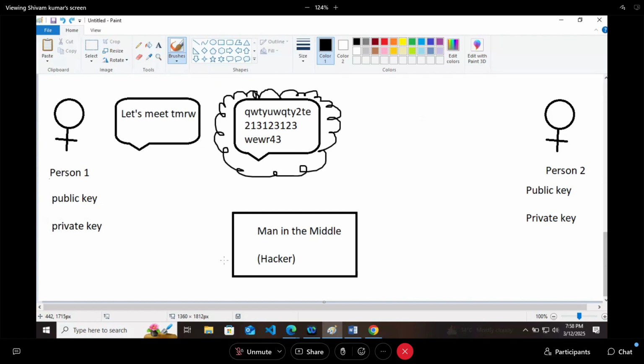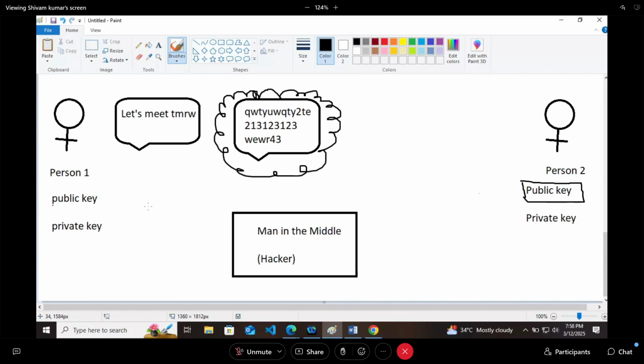Now let's try to use the private key of B. Can A send any message by using the private key of B? No. Why? Because it's the private key of person 2. You don't have any information about it. So the best and the applicable method is the public key of person 2, or the person to whom you are sending a message.